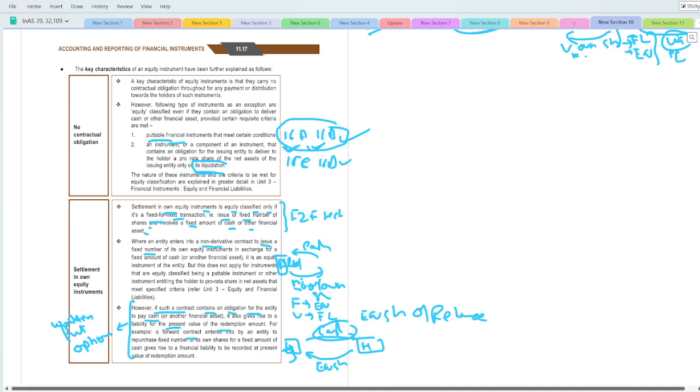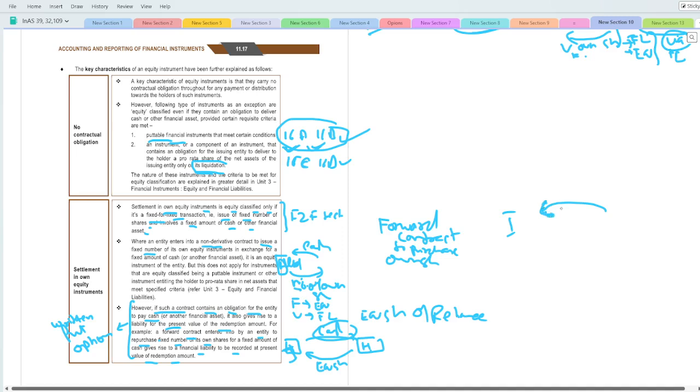For example, a forward contract entered into by an entity to repurchase a fixed number of its own shares for a fixed amount of the cash gives rise to a financial liability to be recorded at the present value of the redemption. So forward contract में क्या रहता है आपका कि ये परफॉर्म होगा ही होगा. ठीक है, तो फॉरवर्ड कॉन्ट्रैक्ट में आपने क्या, फॉरवर्ड कॉन्ट्रैक्ट आपने क्या किया, to purchase own equity shares.